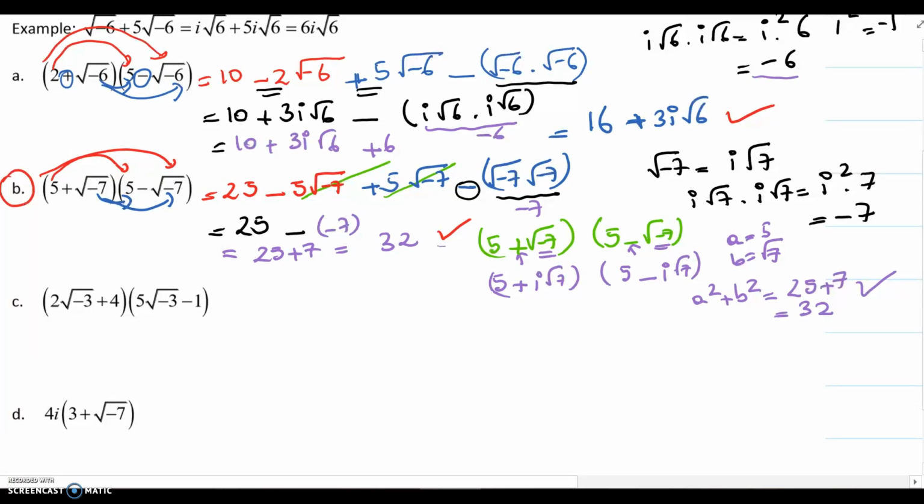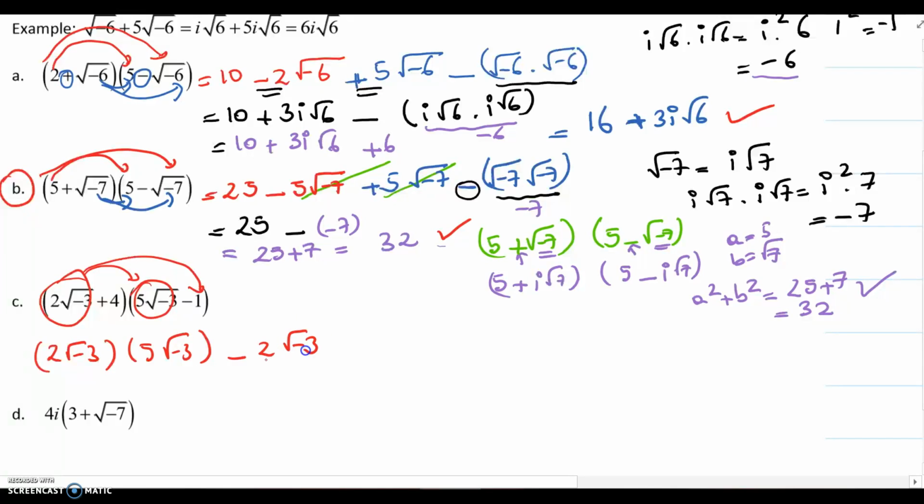So part C, what's happening? Let's have a look at it. So we're multiplying this 2 first, and then we're multiplying it with that. So that will be 2 times square root of negative 3 times 5 times square root of negative 3, minus, because we have a minus sign, 2 times square root of negative 3. The other portion is 4 times 5, so that will be 20 square root of negative 3. And 4 times negative 1, which will be negative 4.